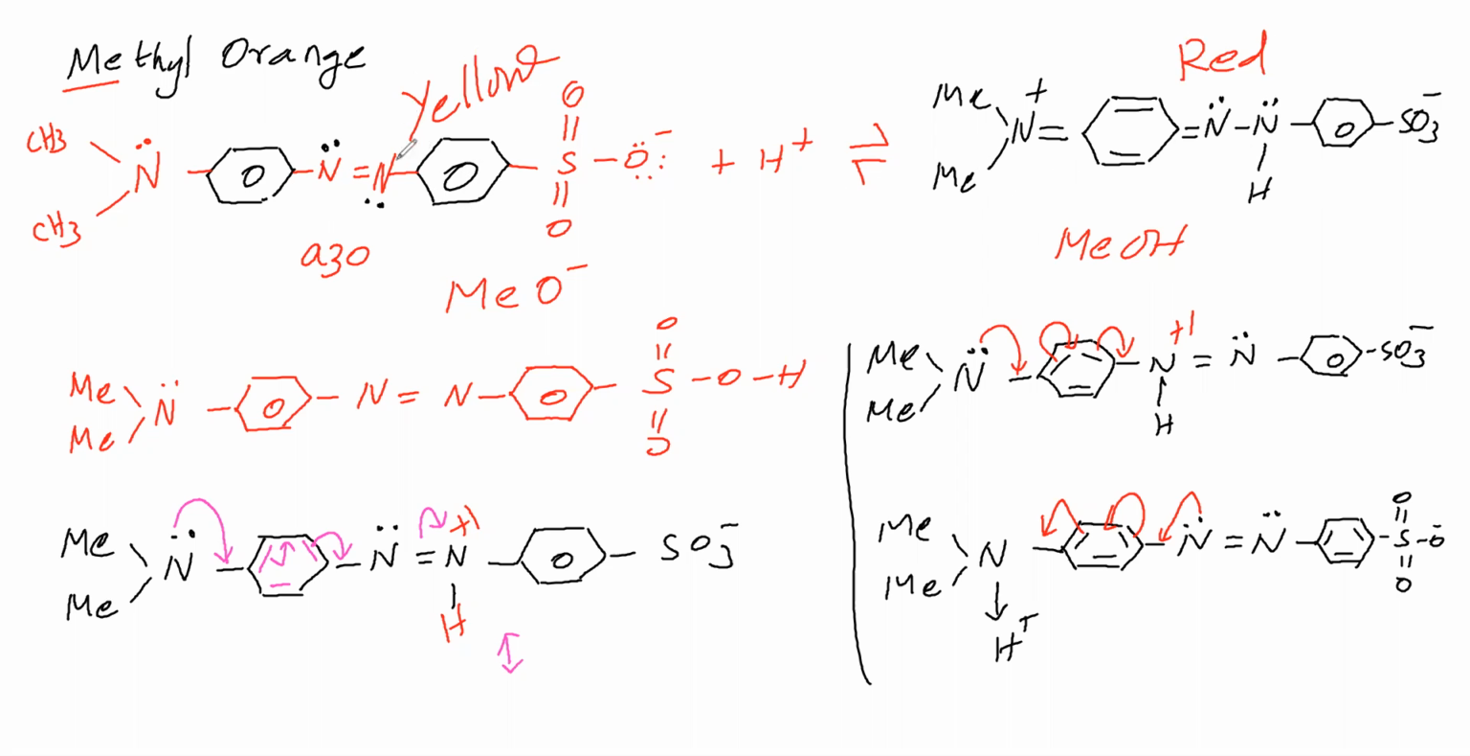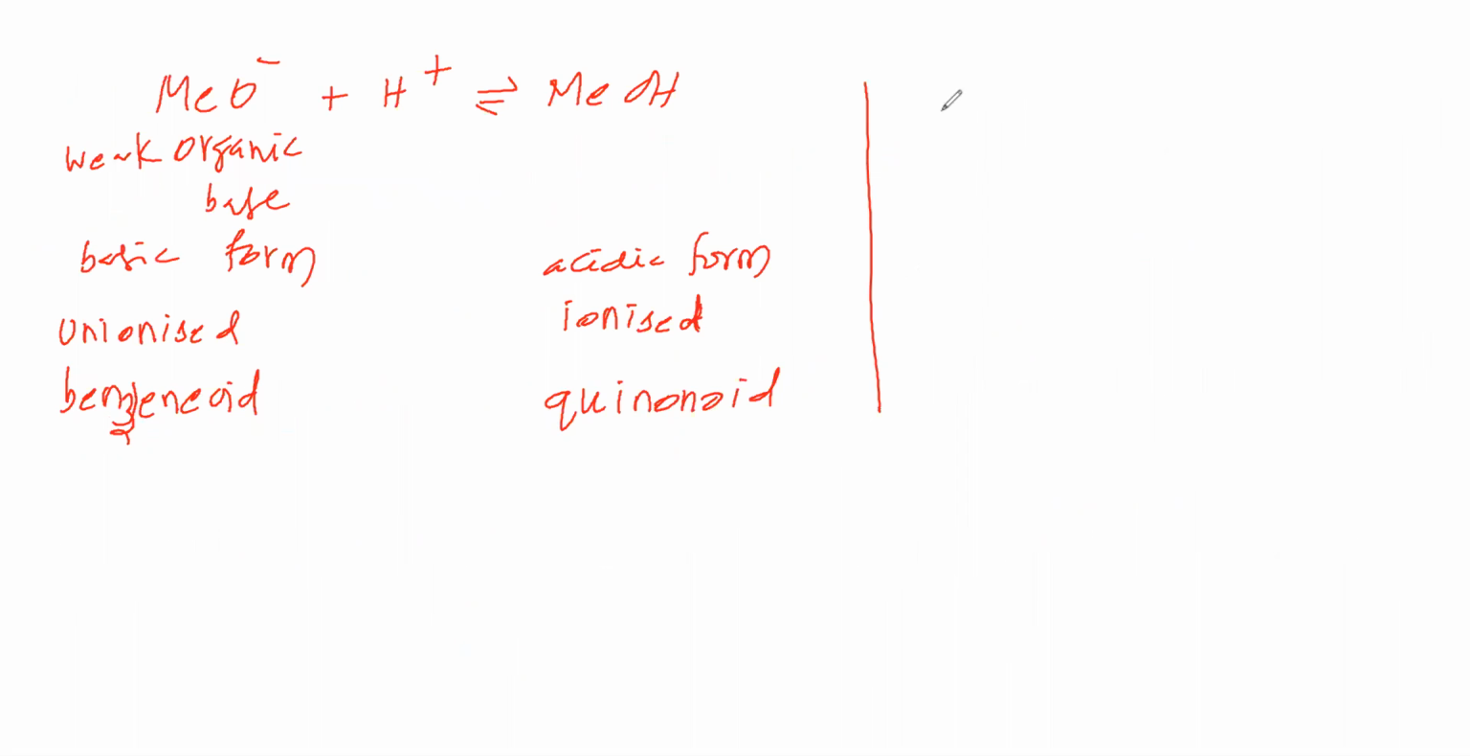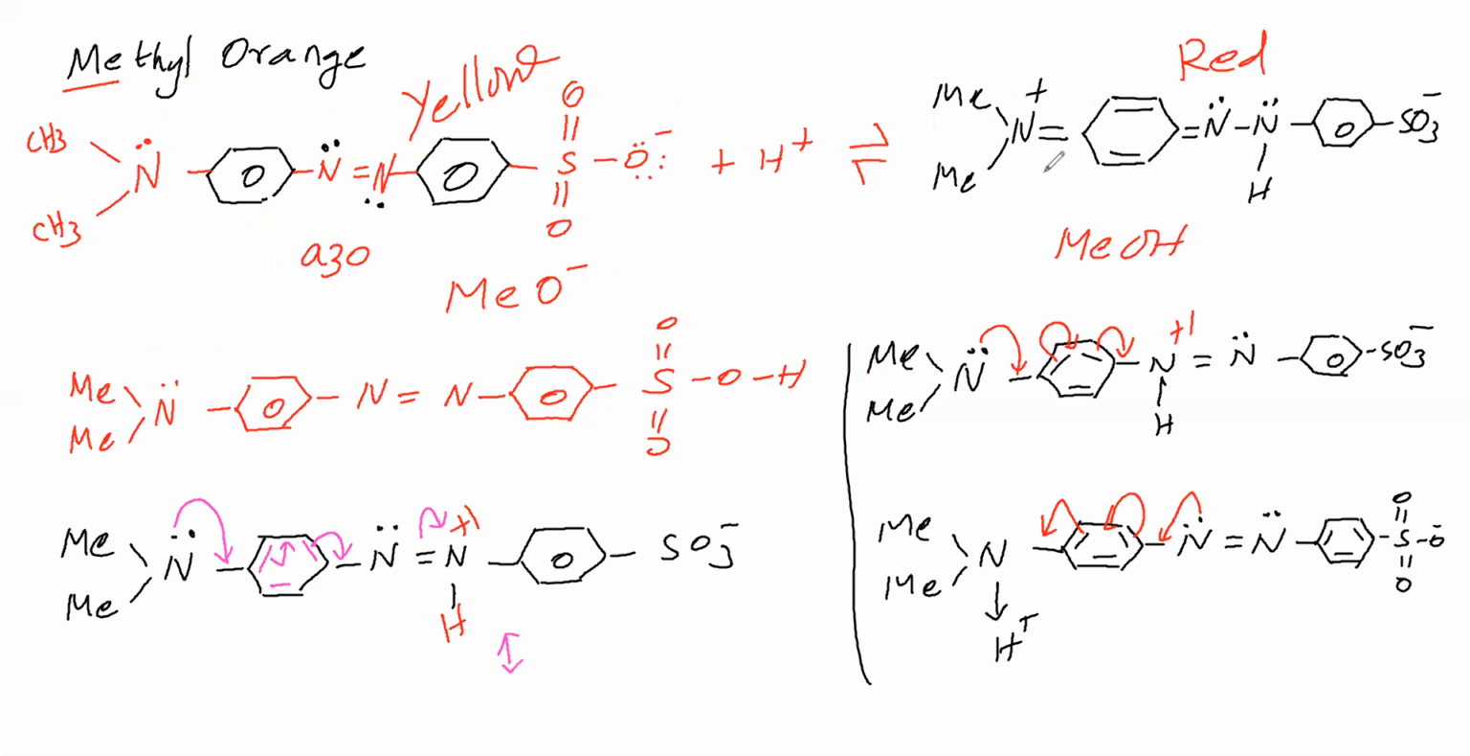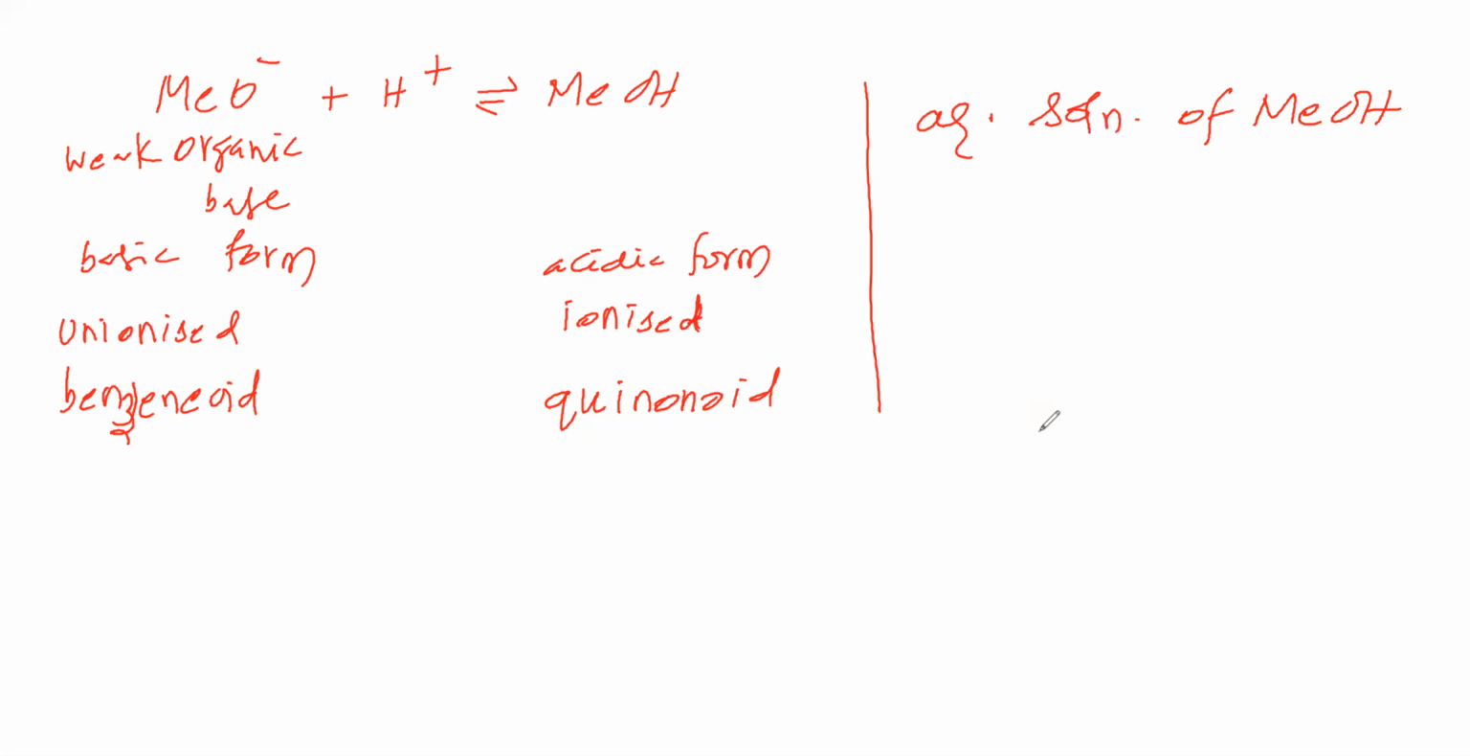Okay, now methyl orange we have taken. Now we will take aqueous solution of methyl orange. In that, how it will be there, we will see. Aqueous solution of methyl orange I have taken. This aqueous solution of methyl orange is having so and so equilibrium. Now this aqueous solution of methyl orange will appear yellow color.